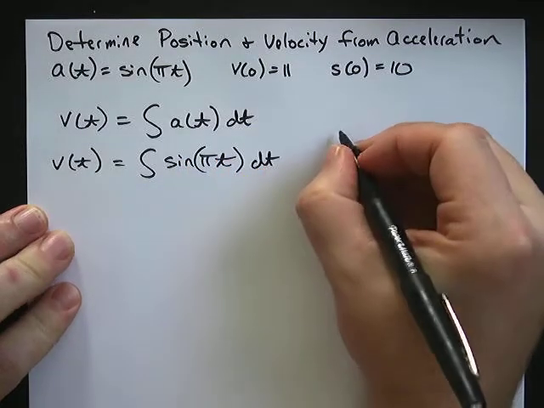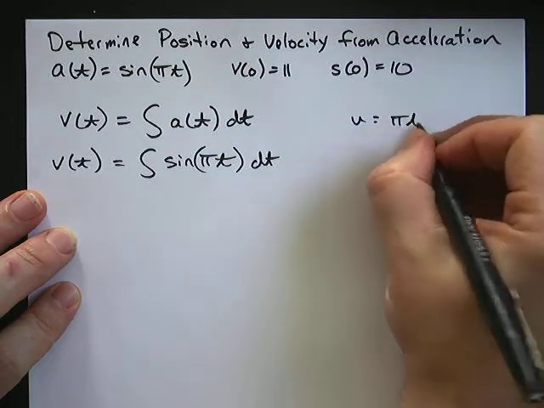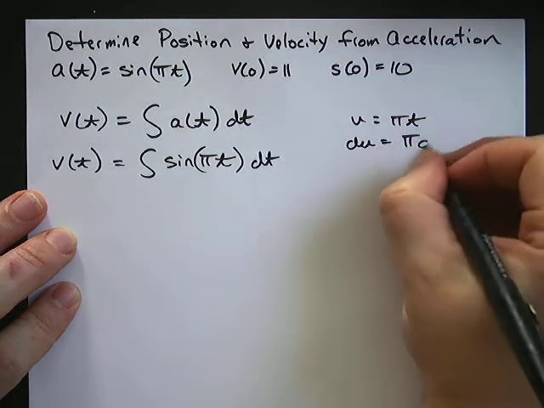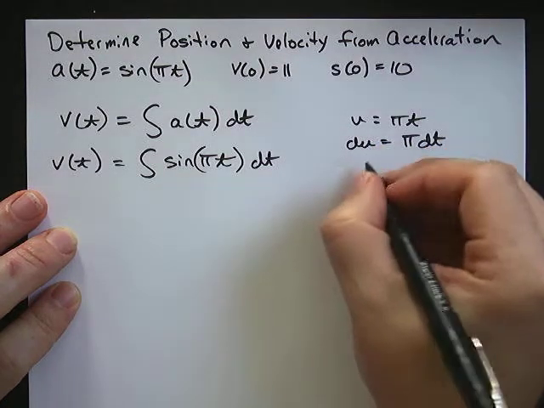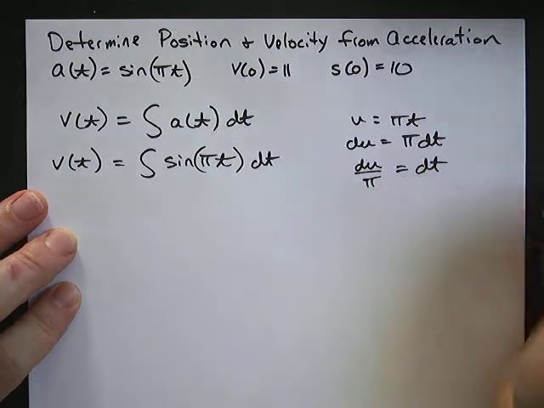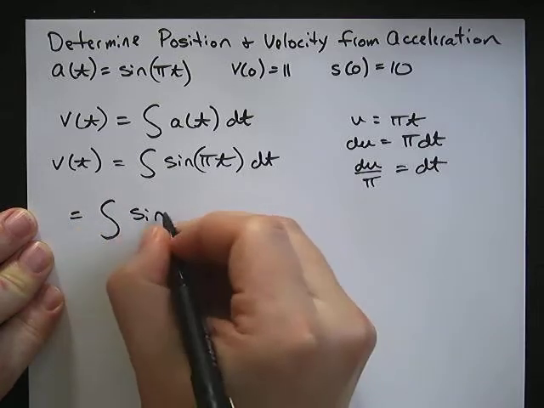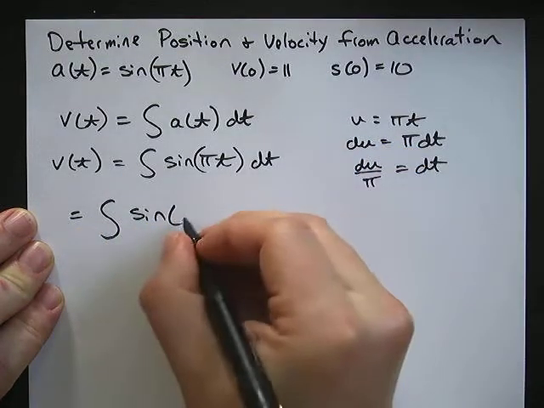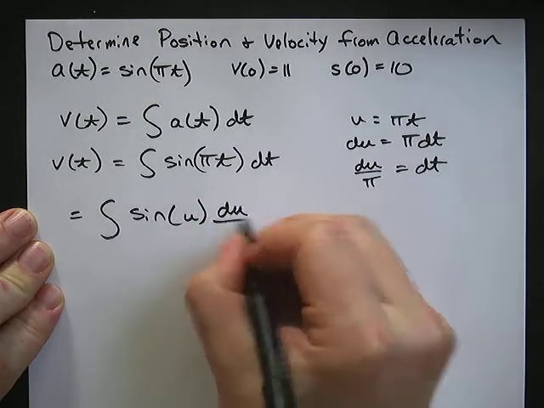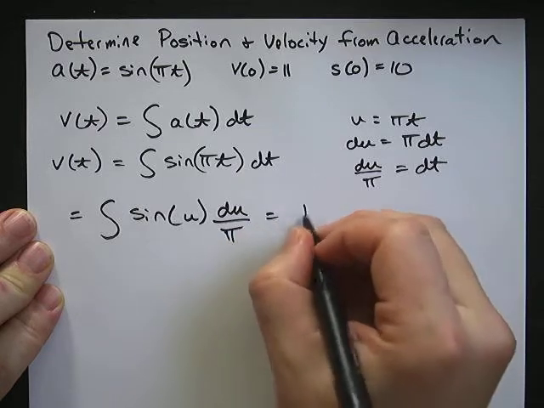dt. Now to do that, I'm going to use a u substitution. u is equal to pi t. So du is equal to pi dt, and if we divide by pi, we get du over pi is equal to dt. So this is equal to the integral of sine, instead of pi t we're plugging in u, and instead of dt we'll do du over pi, which we can bring out to the front.